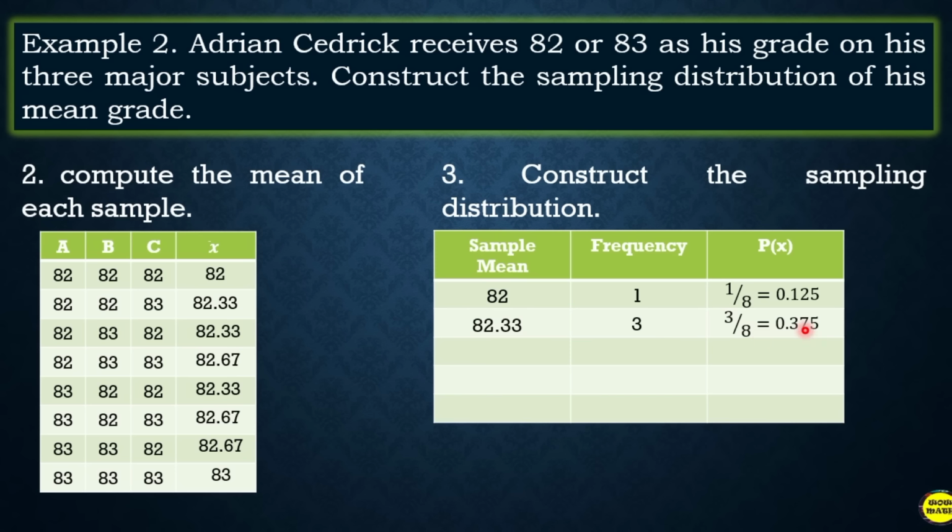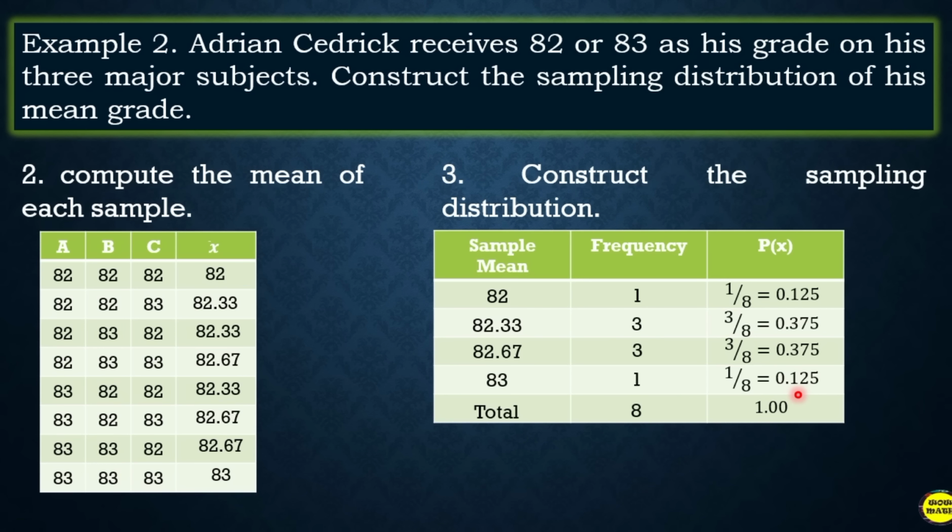So the possible na makakakuha si Adrian nung average dun sa tatlong subject na 82.33 is 3 over 8 or 0.375. Then, next is 82.67. Ilan? Tatlo din. So, that is 0.375. And last is 83. So, isa lang. And that is 1 over 8 or 1/8 is equal to 0.125. So, kapag tinotal natin, again, dapat ito ay 8. At kapag inadd natin to dapat equal sa 1. So, yun yung sampling distribution.